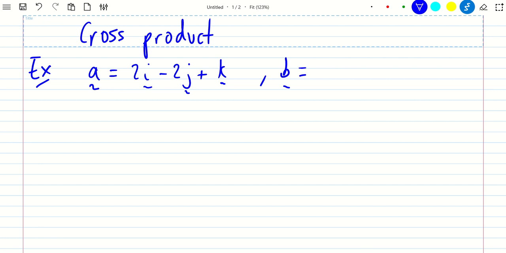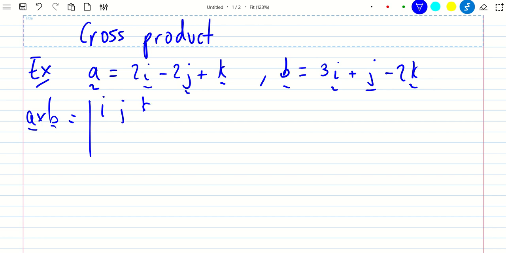And B equal to, I'll try to keep the numbers a little bit low, 3i plus j minus 2k. Let's just try those numbers out. Right, so let's have a look at this. Let's do A cross B. What we do is we go i, j, k, and then we write the numbers out: 2, negative 2, 1, and B is 3, 1, negative 2. And we put it there, don't forget your tildes. So that's what we've got there.